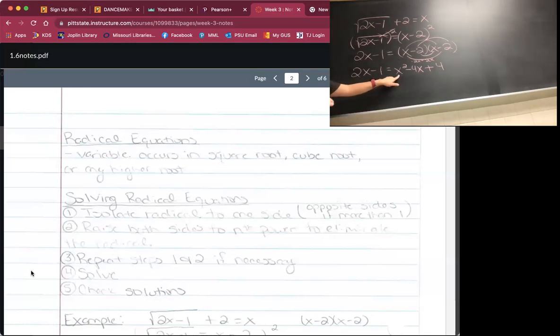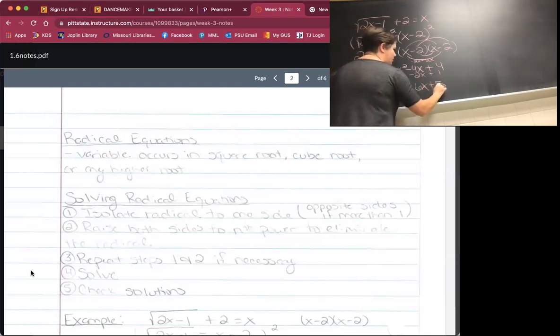Since my x squared is positive already on the right side, I'm going to move everything over to the right side. So I'm going to subtract 2x and add 1, subtract 2x and add 1. So I get 0 equals x squared minus 6x plus 5.